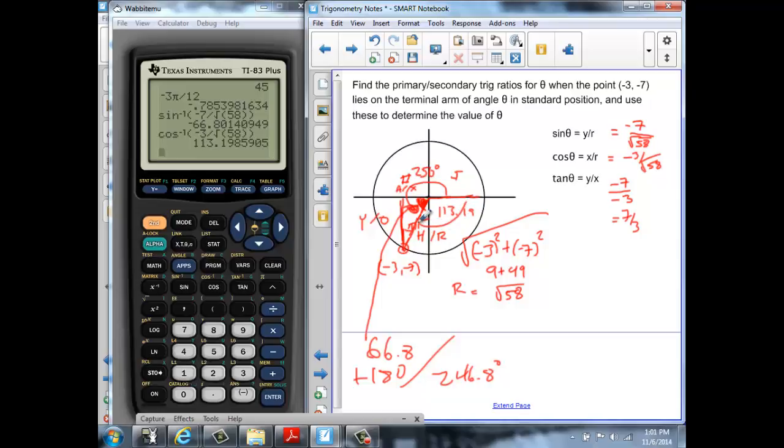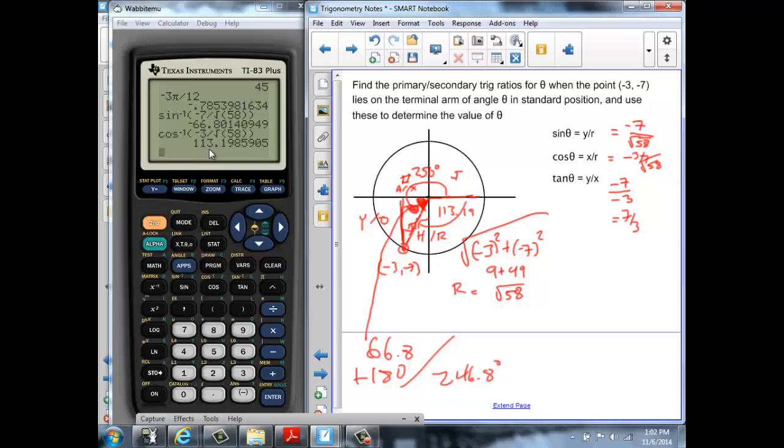Wait, what did you just do? Shouldn't it be negative? I'll talk about positives and negatives in a second. How did you just get that one? Okay, so like I said, cosine was supposed to be negative 3 over root 58. So I inverse cosined it and I got 113. Shouldn't you be getting the same? You should be getting the same thing.